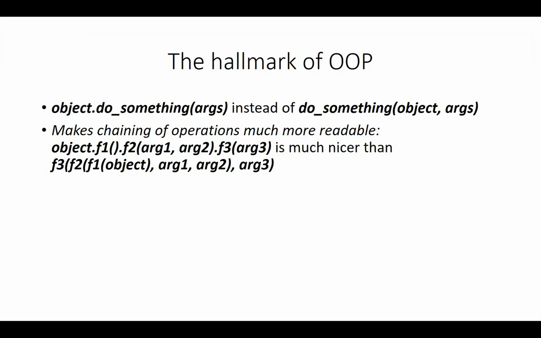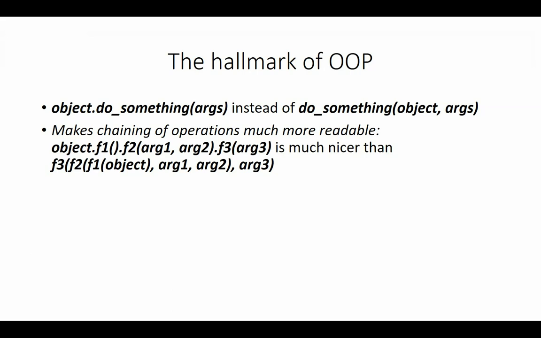In a non-OOP language, it would probably render as something like do something, which has to be a global function, and then to that you would have to feed in your object just like any other argument. So logically, these two things are the same. You don't really need objects in order for it to work. You can just create global functions and give them all the arguments that they need. But conceptually, it makes things a lot more clear.